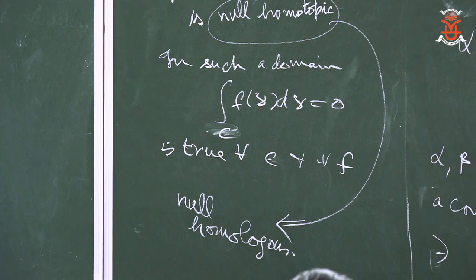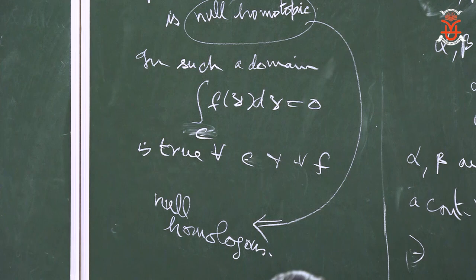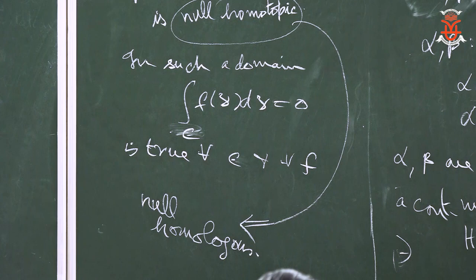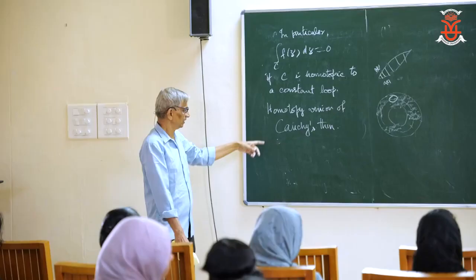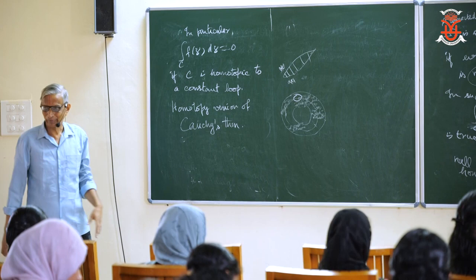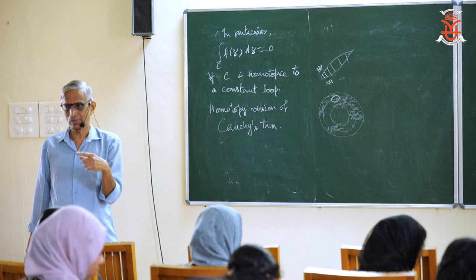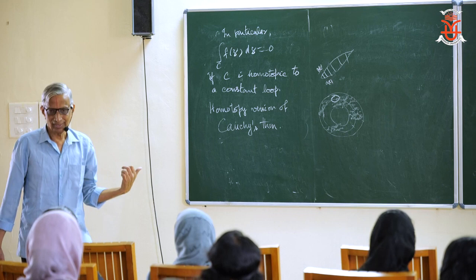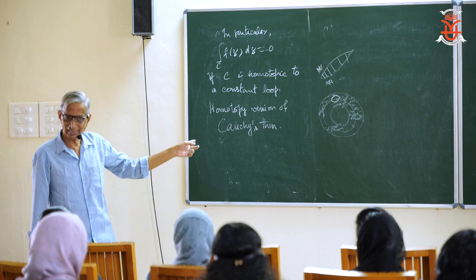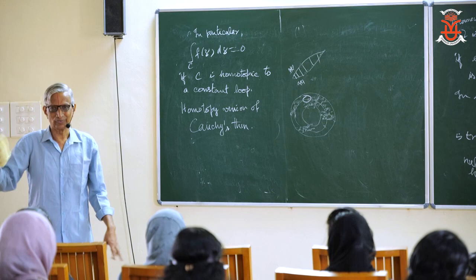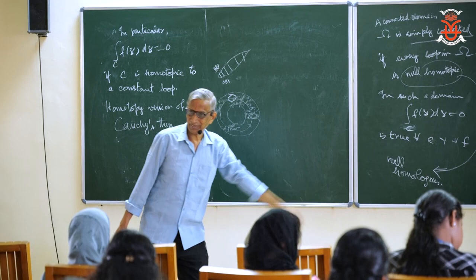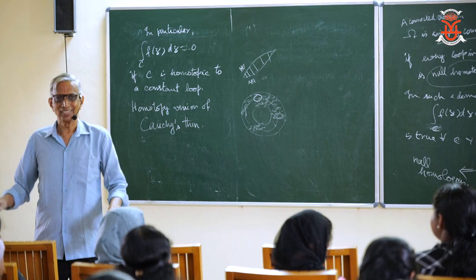So the homology version of Cauchy's theorem is stronger than the homotopy version of Cauchy's theorem. That homology version says if C is homologous to 0, then the integral is 0. So if C is homotopic to 0, then it is homologous to 0 and therefore the integral is 0. So this actually follows from that and this result. That's why the homology version is called the final and most complete version of Cauchy's theorem.